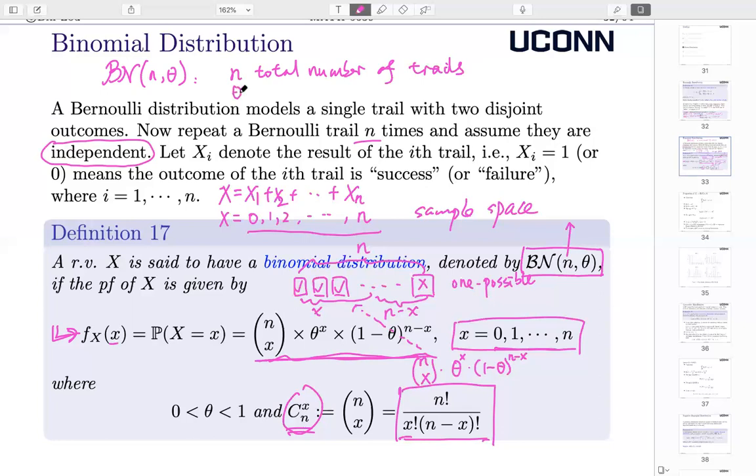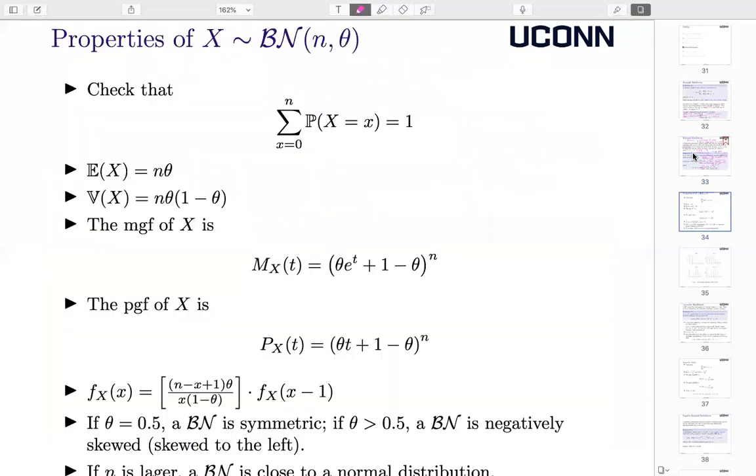Okay, and the theta is the probability of success event in a trial. Of course, all the trials are identical and independent, so they have the same distribution. So next, let's study the properties of a binomial distribution.